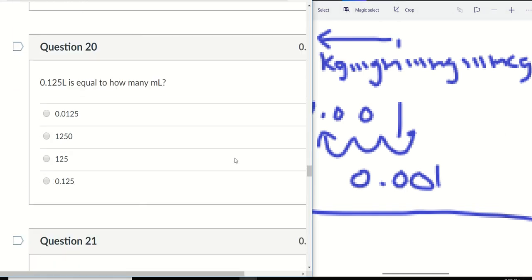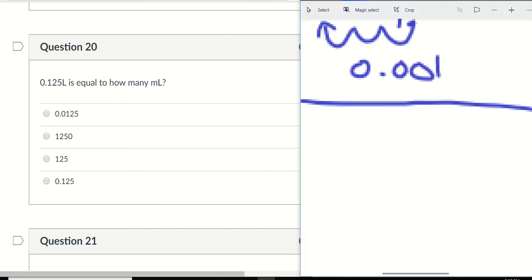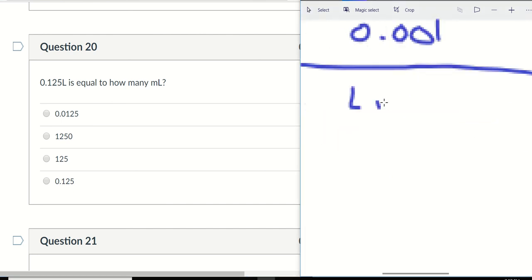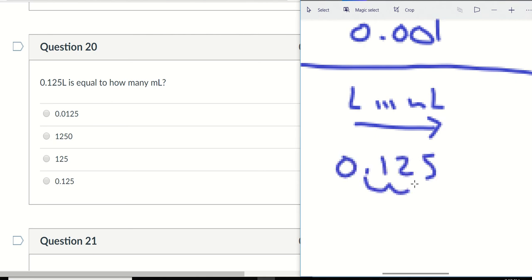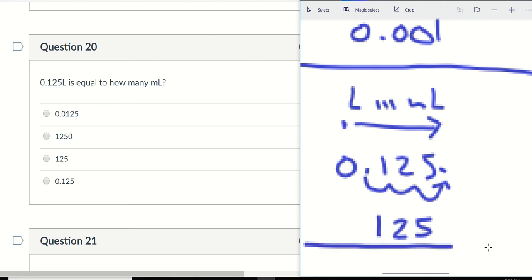All right, let's do the same for 20. So for 20, it's liters dot, dot, dot, mLs. This time we are going from liters to mLs, so 3 spaces to the right. 0.125. Let's move this guy 1, 2, 3. There's its new home. So it would equal 125 mLs. All right, so that's the advantage of the metric system. All you got to move with decimal points is 3, 6, or 9 spaces.